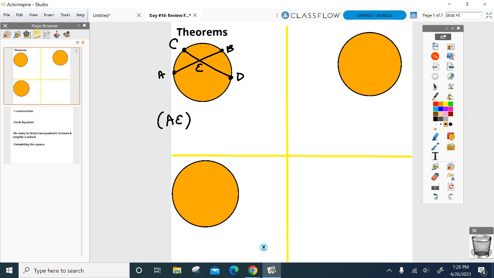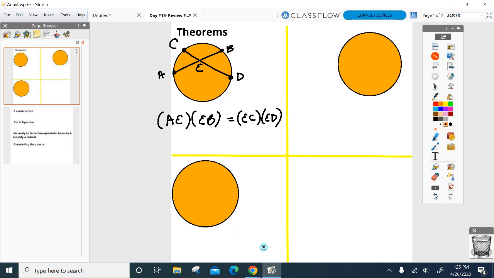AE times EB, right? The product of their parts. And then I do the same thing for the other chord. The other chord's broken up into EC and ED. Don't forget, if I do a diameter in a chord, it still applies. A diameter is a type of chord. Don't forget that. A lot of people just freak out when they see a diameter instead of a diagram that looks like this. A diameter and a chord intersecting, you can still use this theorem. We all good on two chords?